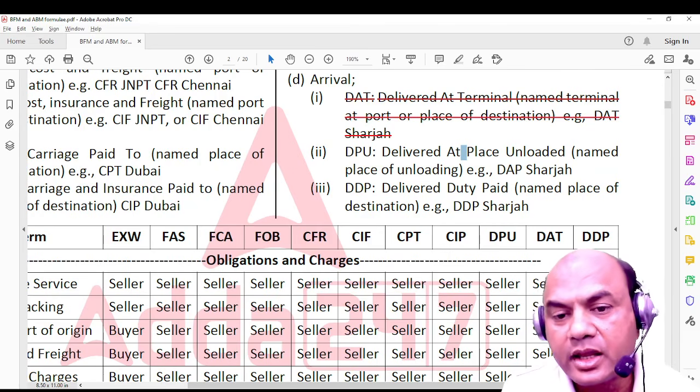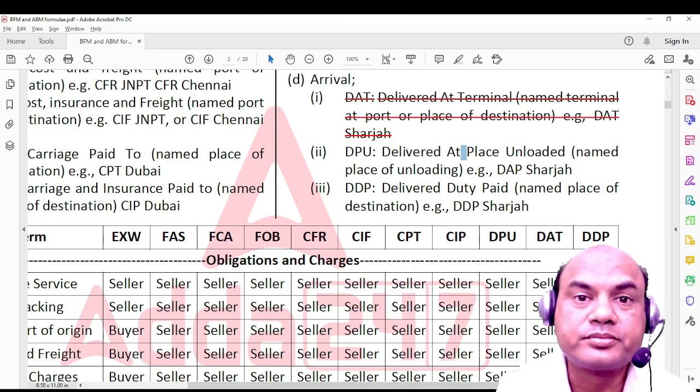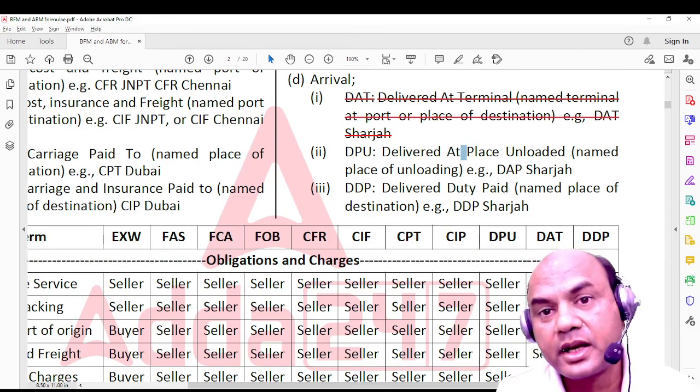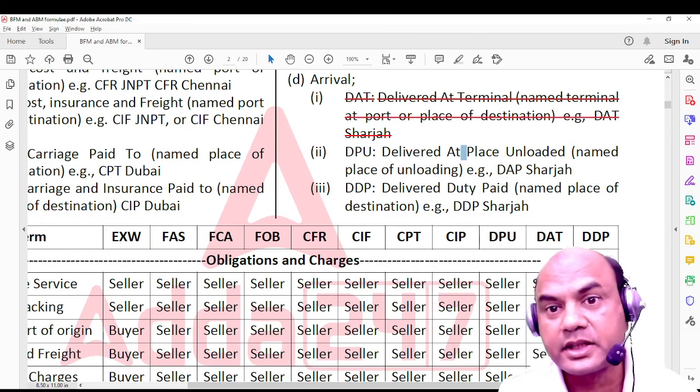But here in DAP, kindly note, the customs at the importer side is unpaid. Unpaid means the seller will not pay the customs at the importer side.